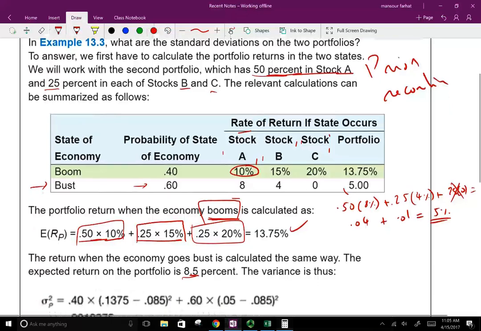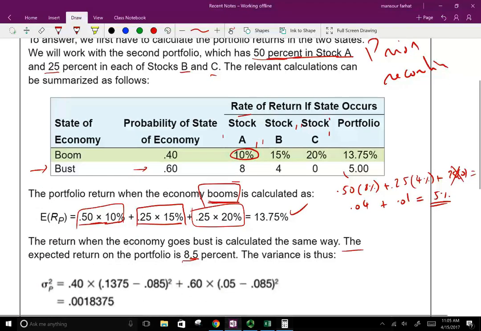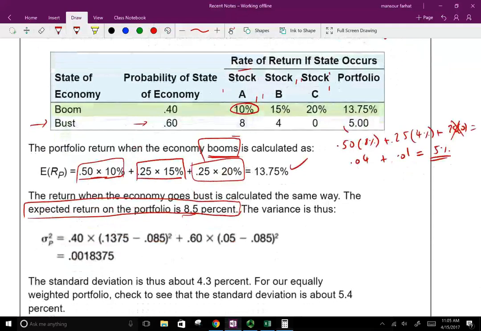Now the expected return of the portfolio is 8.5%. If you want to find the expected return of the whole portfolio, you can, but it's going to be 8.5%. Now, from the expected return, we could compute the variance of the portfolio. Okay, now, the variance is what? So this is the expected return of the whole portfolio. And there's a 40% chance of a boom and a 60% chance of a bust.